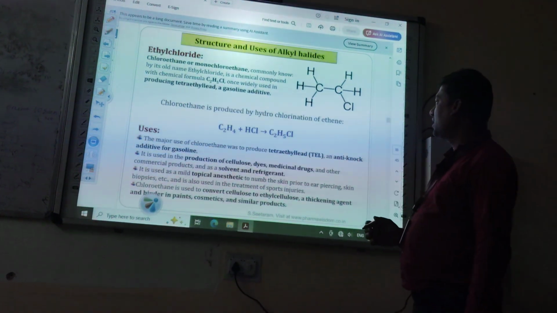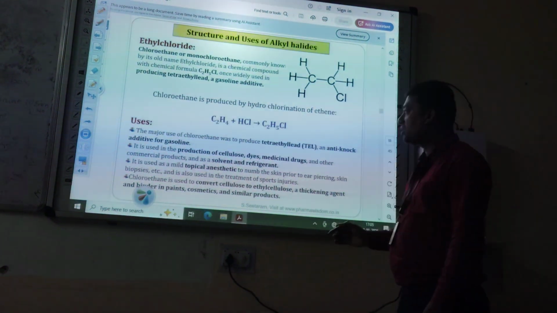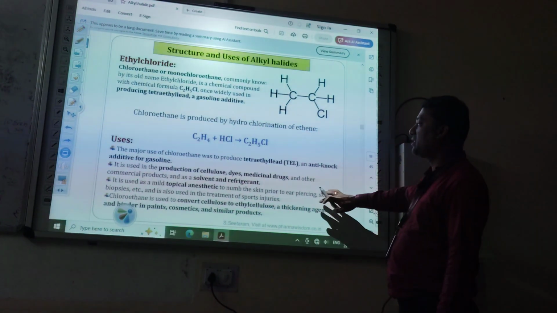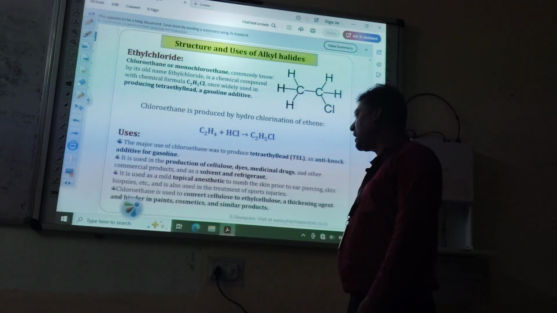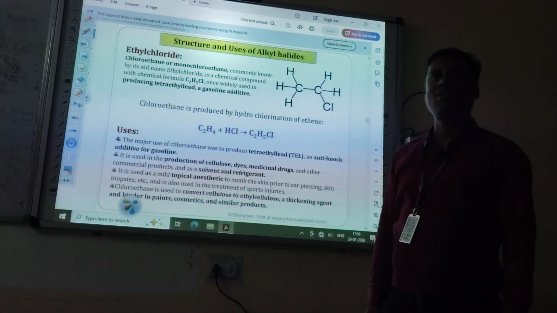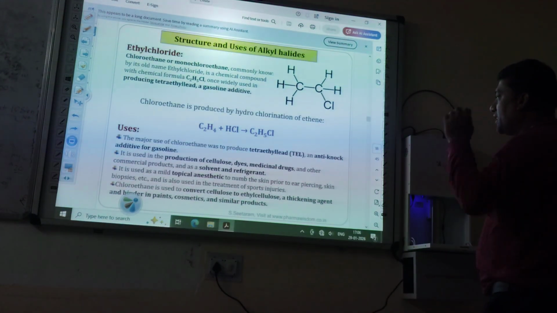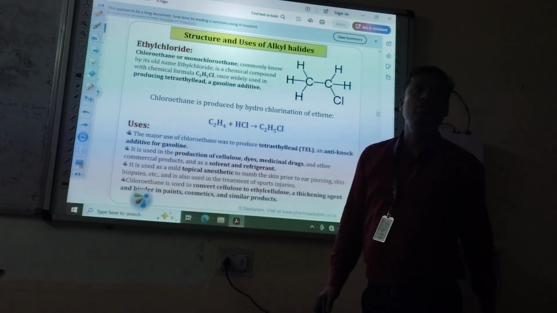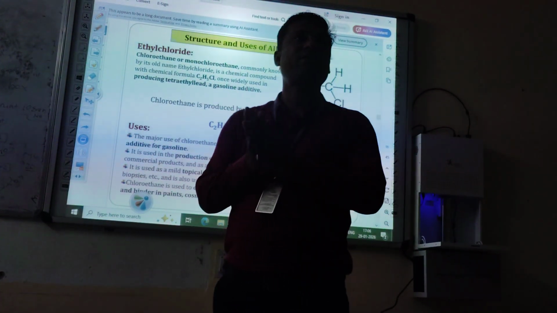Dyes means colors, along with medicinal drugs and other commercial products, and it is used as a solvent and refrigerant. It is used as a mild topical anesthetic. General anesthetic and local anesthetic have been discussed. Topical means topical application. The various routes of drug administration: what are the different types of drug administration routes?